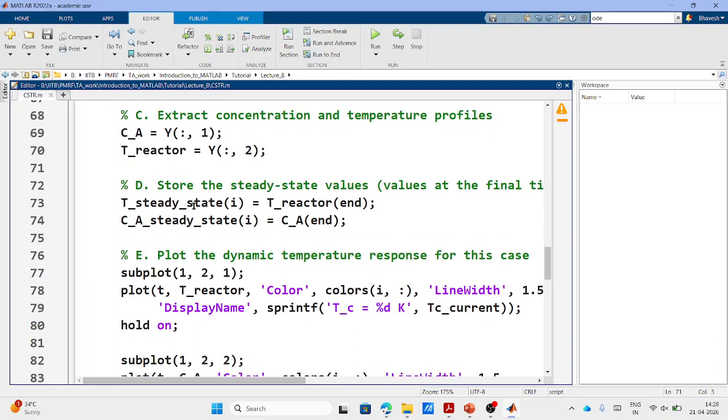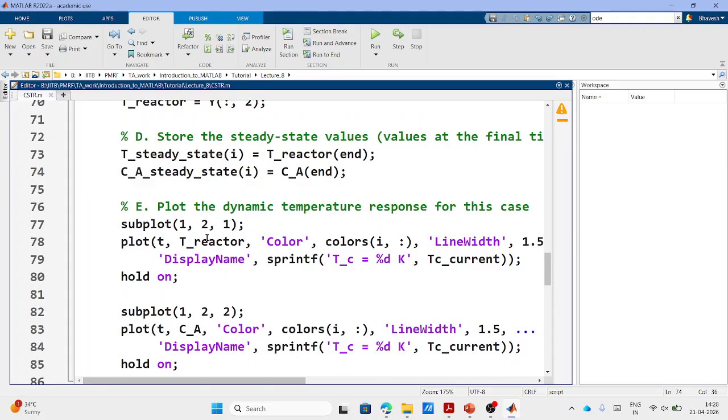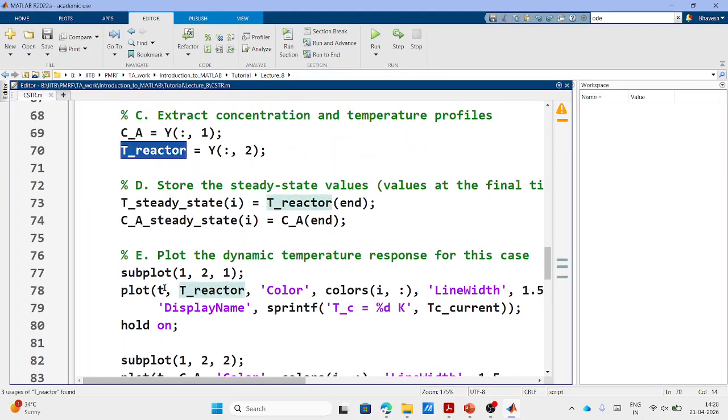Steady state will be reached once your fluctuation will end, right? So the end value of Ca and the end value of T reactor, I am referring to them as the steady state, and that steady state is for the corresponding Tc value. So I am storing them. Okay. Then you can do a subplot where I am plotting the change in the reactor temperature with time, right?